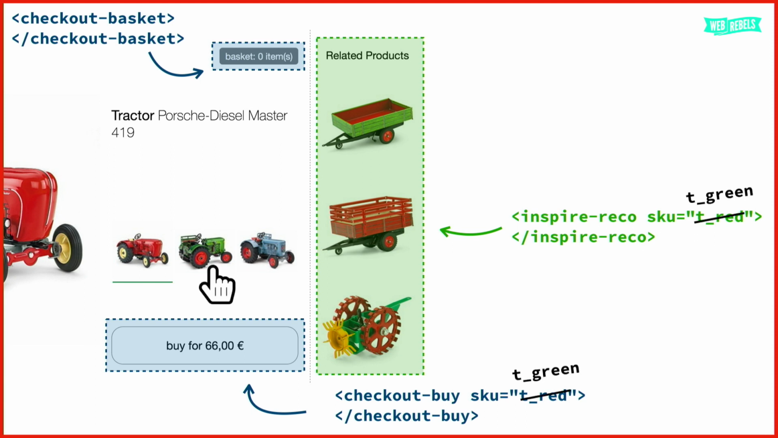So now when we come to interaction, if the customer wants to choose the green tractor, maybe you have other recommendations. The thing that the Decide team, the product detail team, has to do is just change the SKUs, so change from red to green, and it's up to the Inspire team to update their component and reflect this change and show new products that might fit.